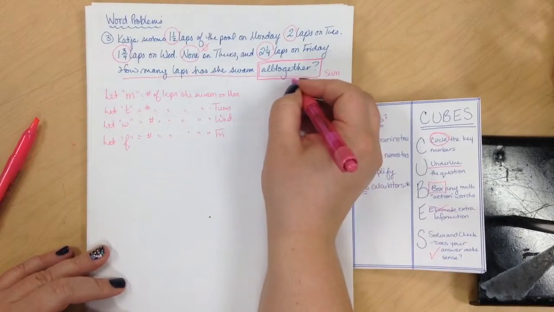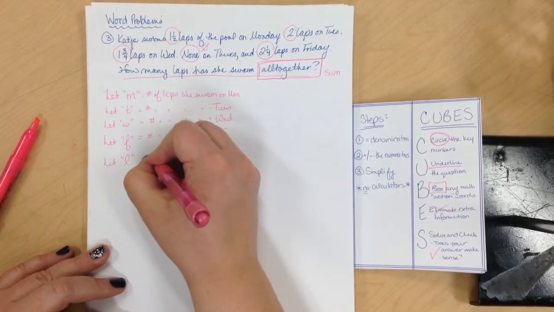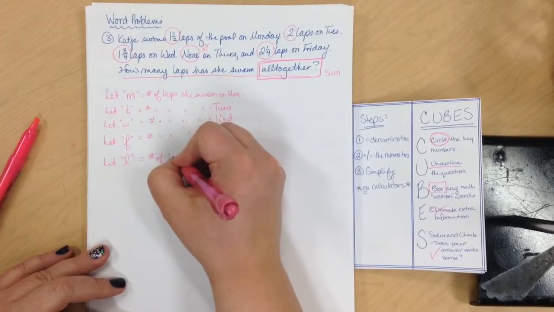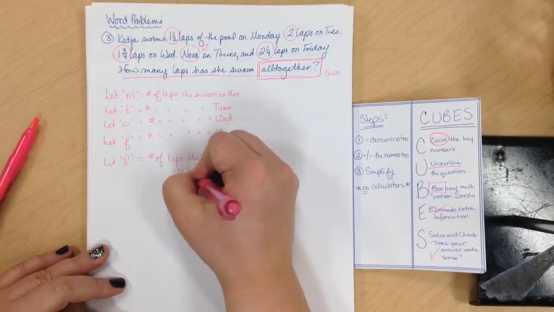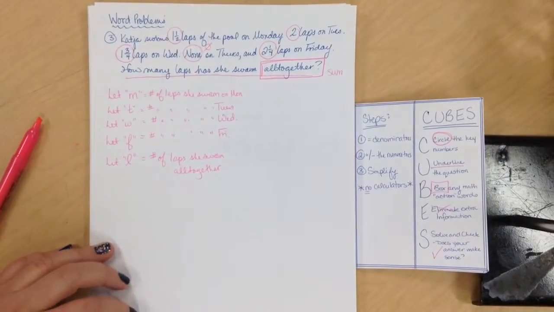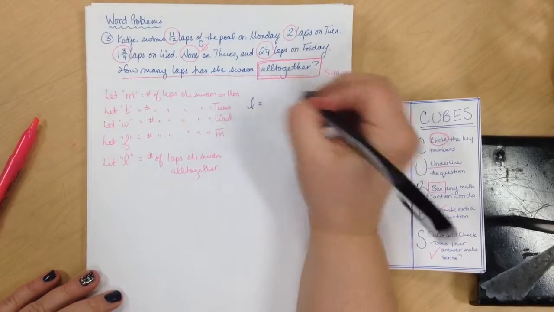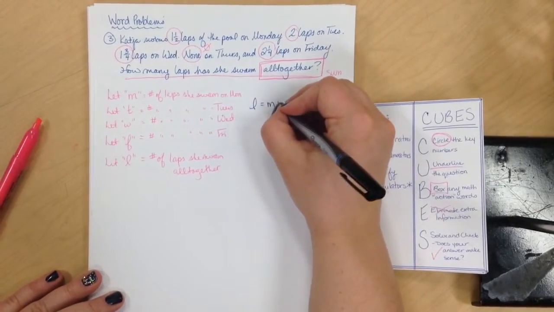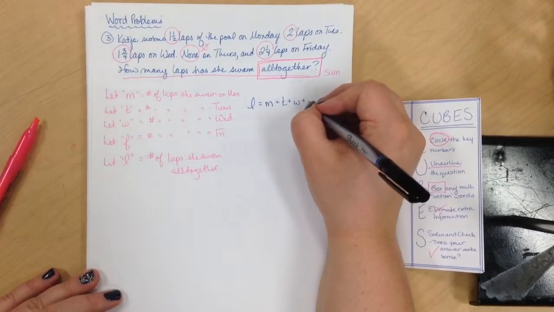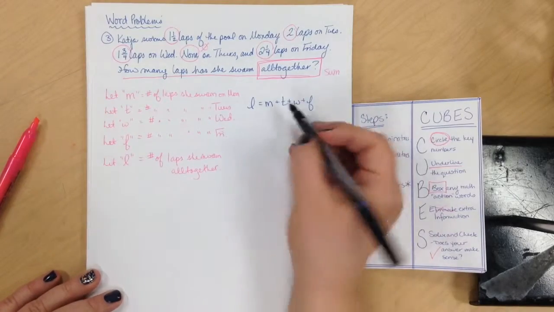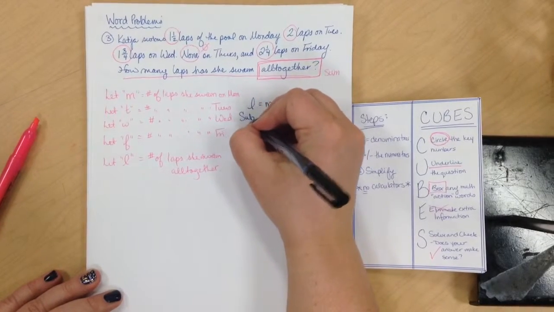And we need to have something for how many laps she swam all together. So let L represent the number of laps she swam all together. All right, so I have L, the total amount she swam, is equal to the amount she swam on Monday, plus Tuesday's, plus Wednesday's, she didn't swim any on Thursday, plus Friday's. I know what M, T, W, and F represent. So I'm going to substitute.